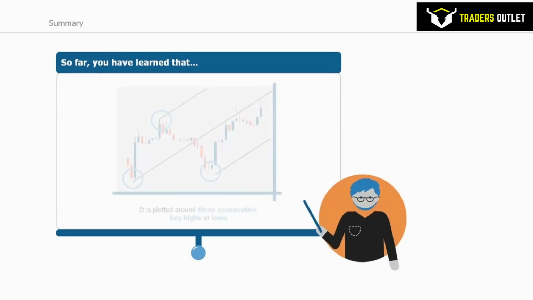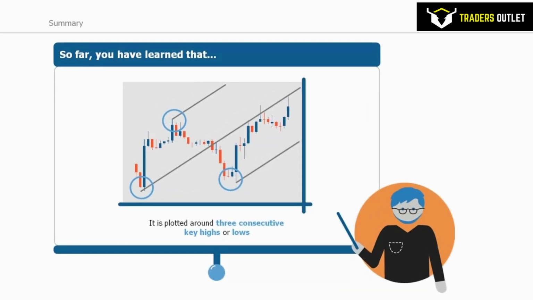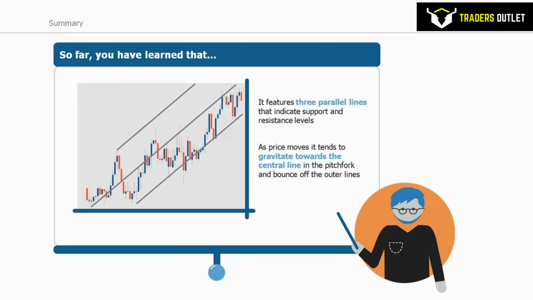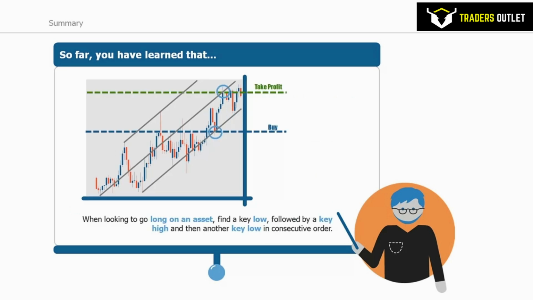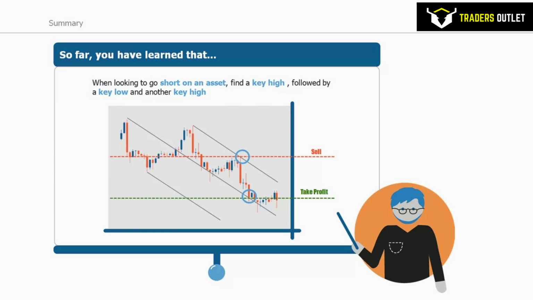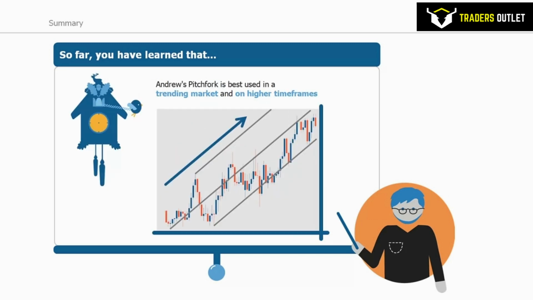So far, you have learned that the Andrews Pitchfork helps identify channels to predict price reversals. It is plotted around 3 consecutive key highs or lows. It features 3 parallel lines that indicate support and resistance levels. As price moves, it tends to gravitate towards the central line in the pitchfork and bounce off the outer lines. When looking to go long on an asset, find a key low, followed by a key high, and then another key low in consecutive order. When looking to go short on an asset, find a key high in price, followed by a key low and another key high. Andrews Pitchfork is best used in a trending market and on higher time frames.